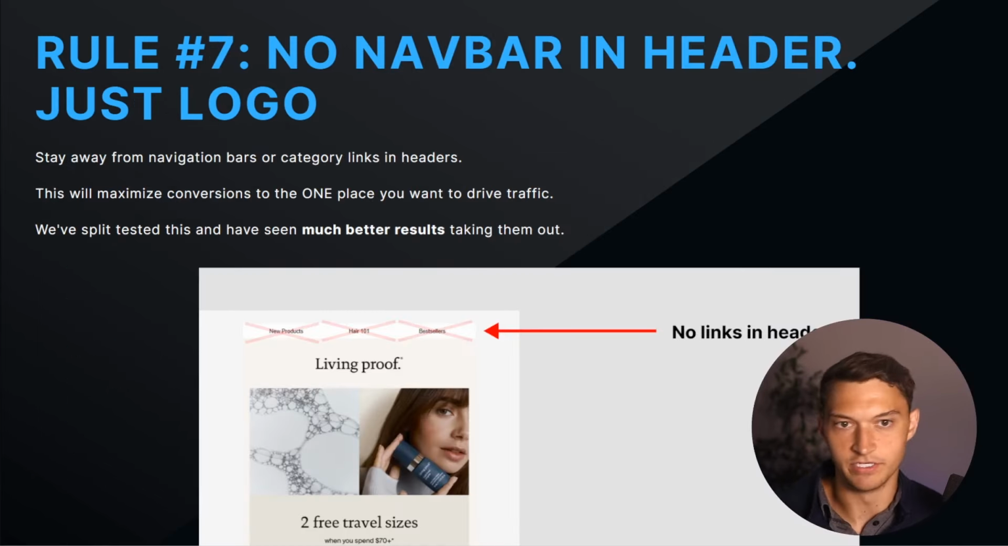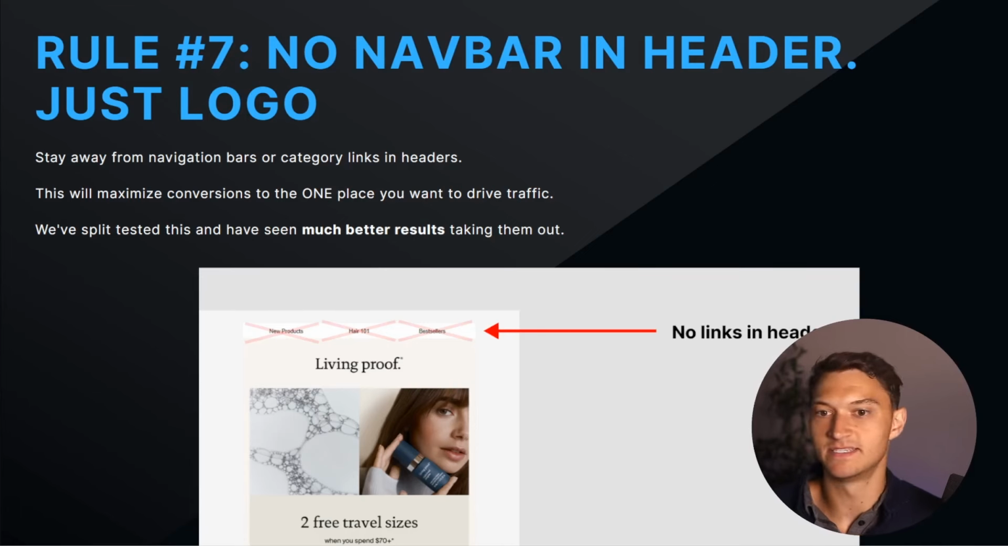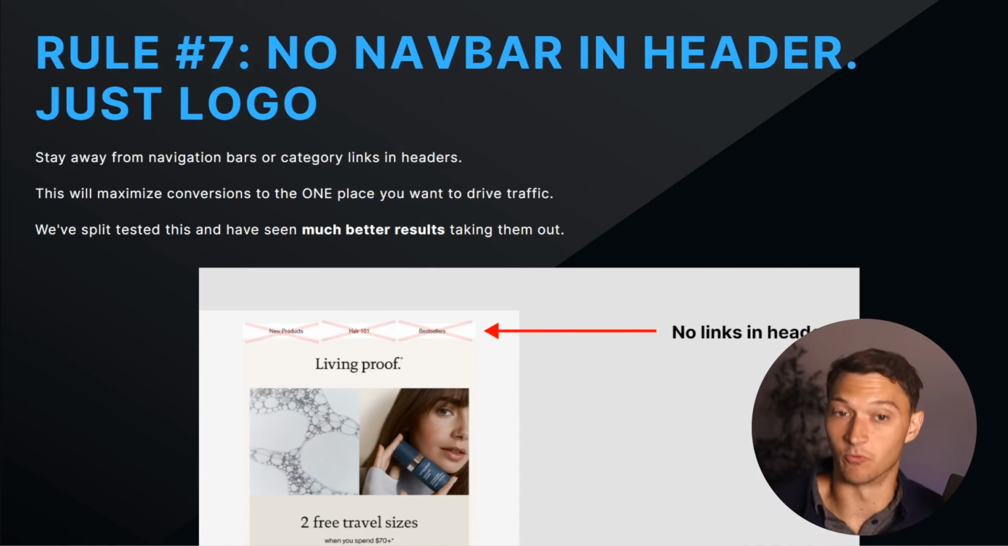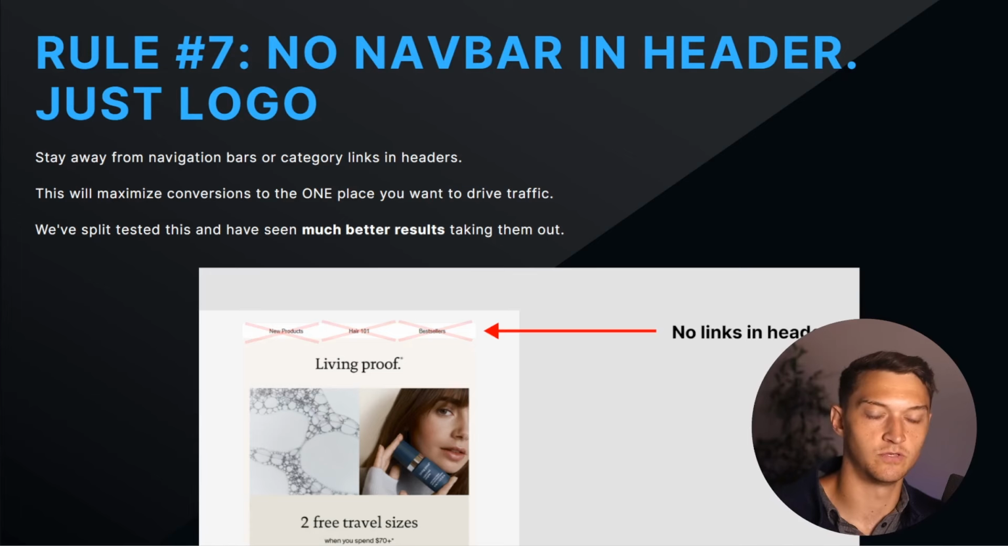Rule number 7, no nav bar in the header, just the logo. I highly recommend staying away from navigation bars or category links in the headers. Number 1, it really hurts deliverability, especially if they're very responsive. It takes up a lot of HTML text, but also it's about maximizing conversions to the one place that you want to drive traffic to.